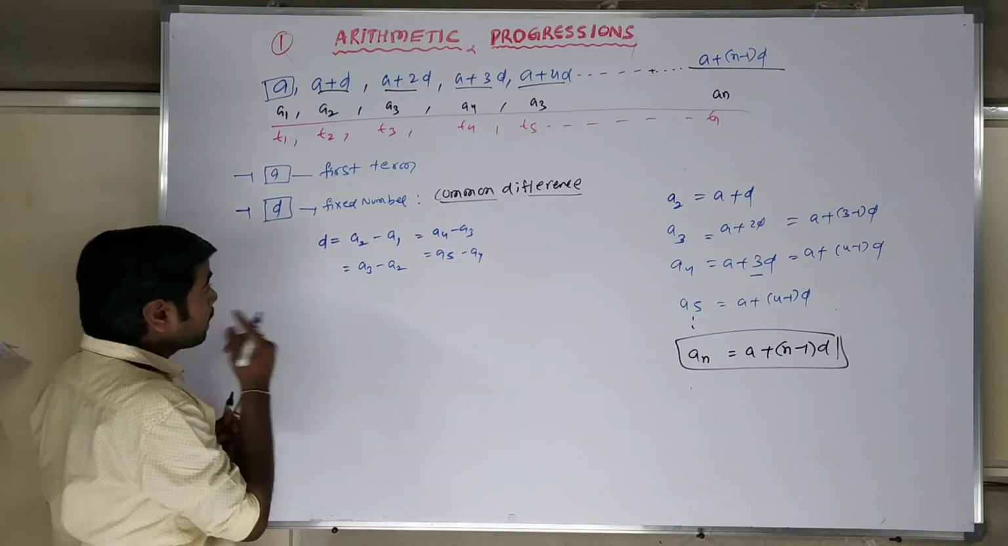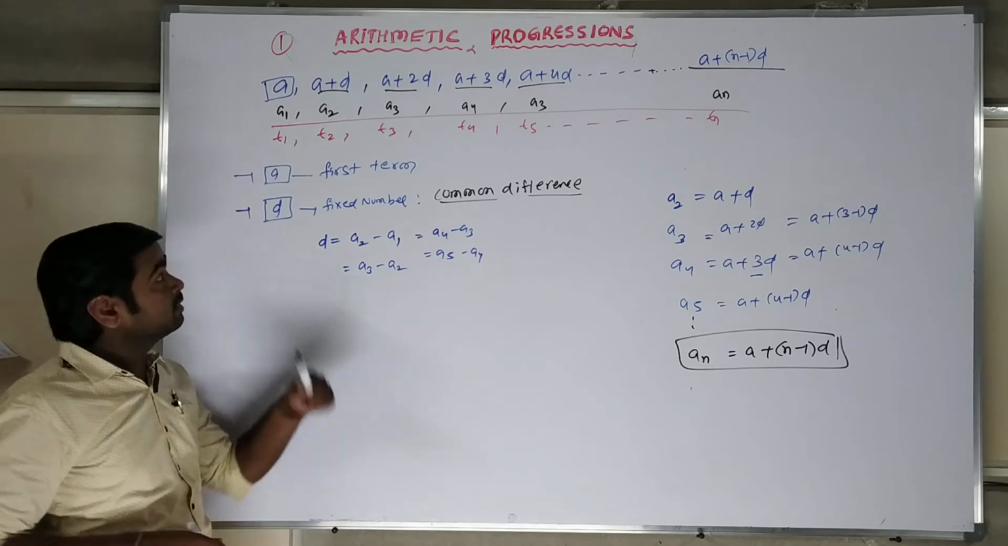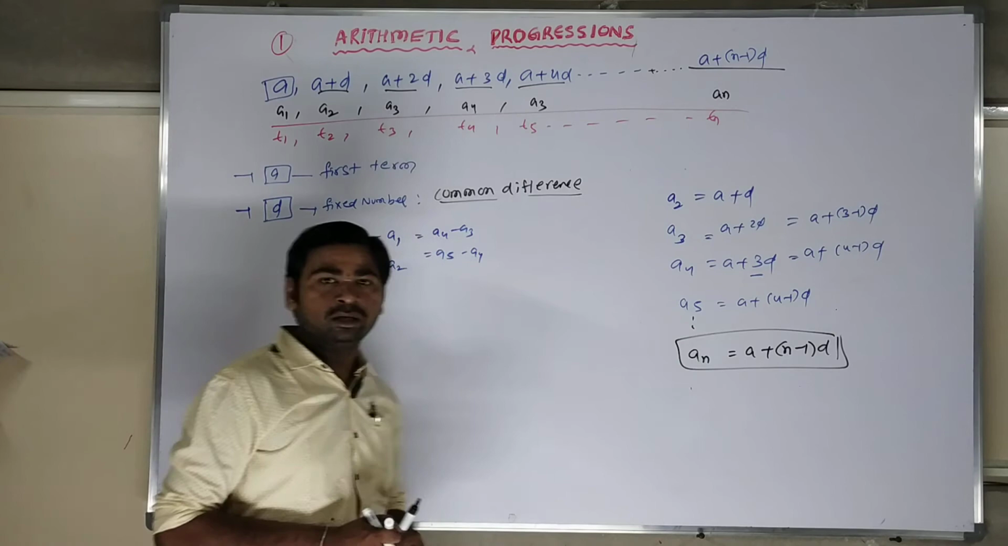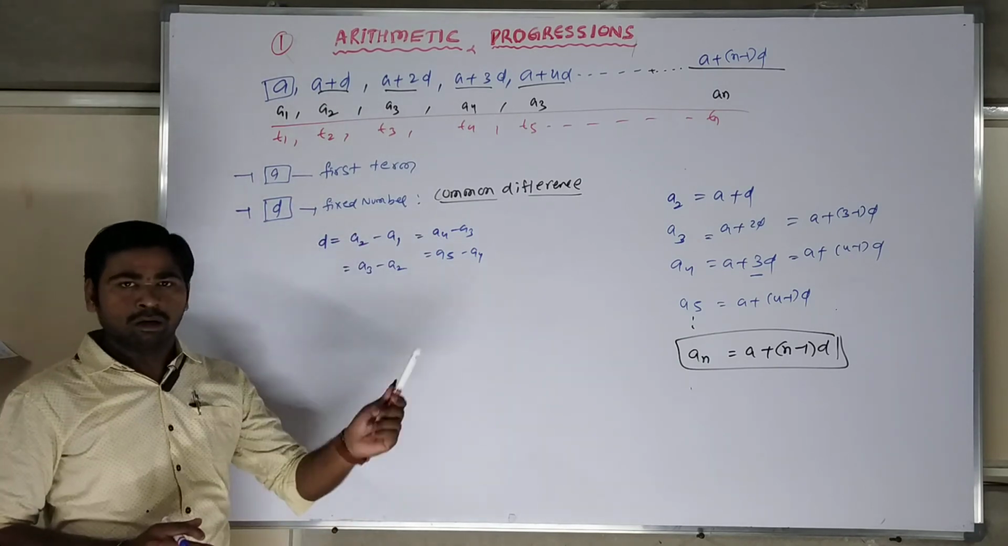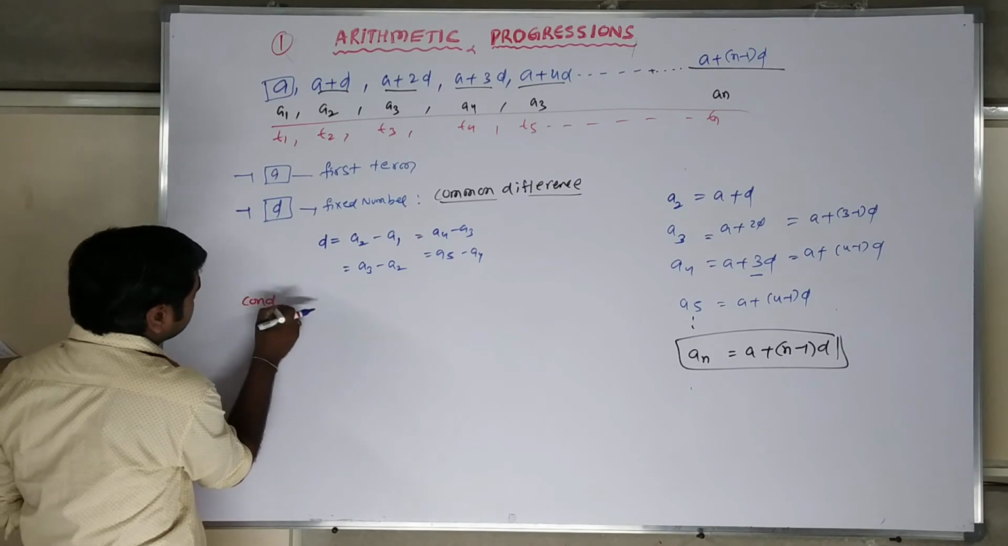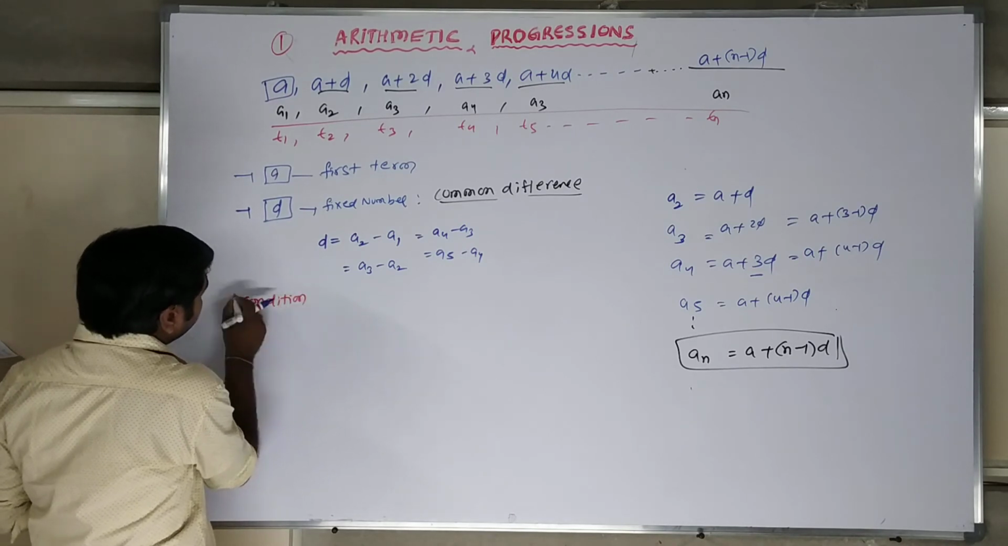Next, for a given series we may have a question: is the given series an AP or not? The condition is that the common difference must be the same. So the condition we can write, very important.